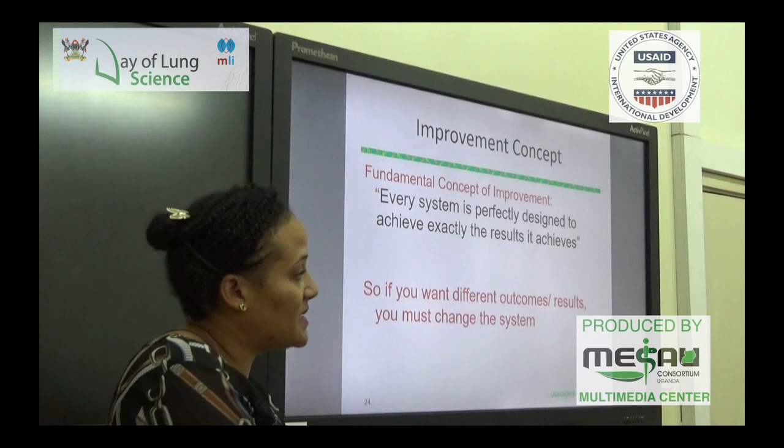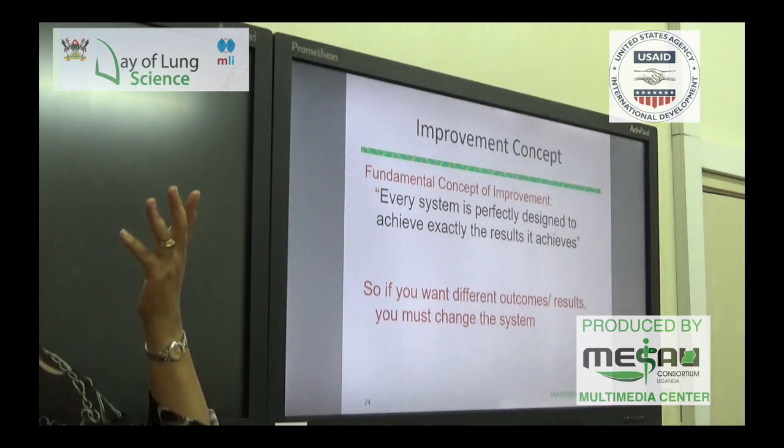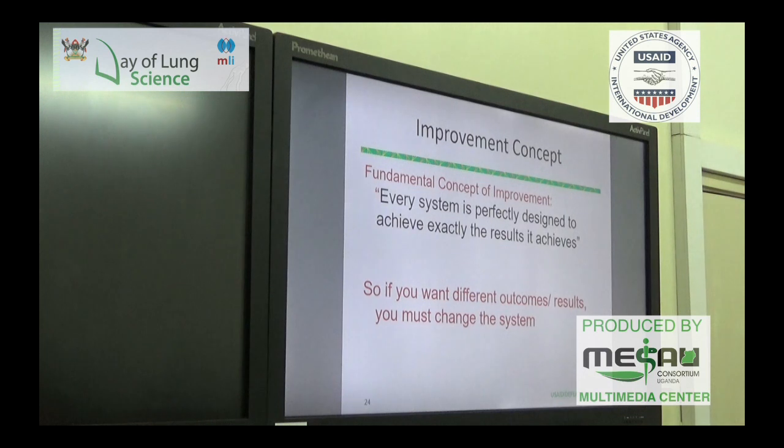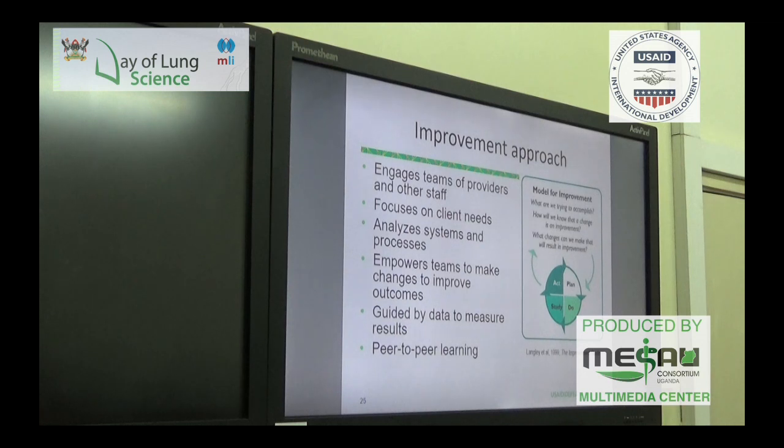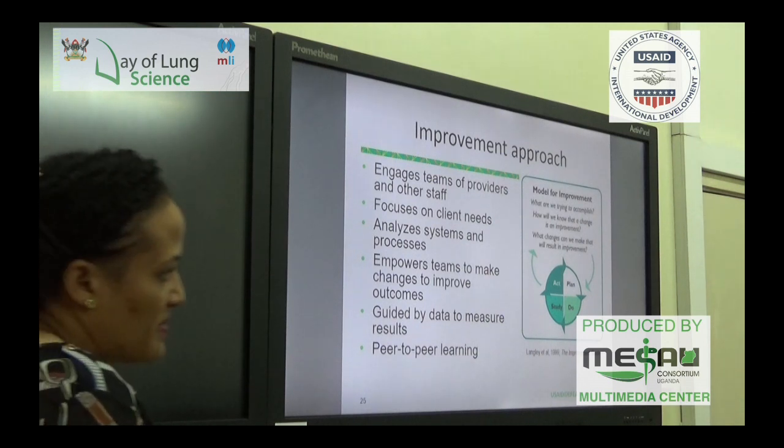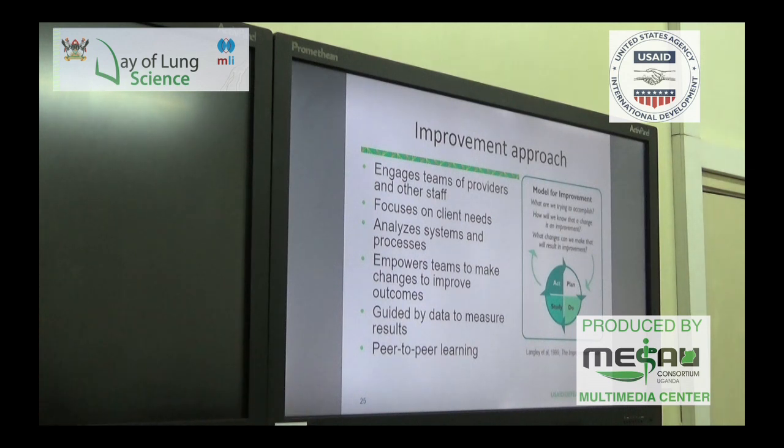And systems at site level. Change can happen at national level, but the work is actually happening at site level, and so the systems at site level need to change. Okay? So the improvement approach that we use engages teams of providers and other staff. Everybody who has a role to play in whatever process we are working on is part of that team. The focus is on client needs. What do patients need? What does the lab person also need? Because there are internal and external clients, not just patients coming to the facility. So how can we make it better so that we are focusing on needs?